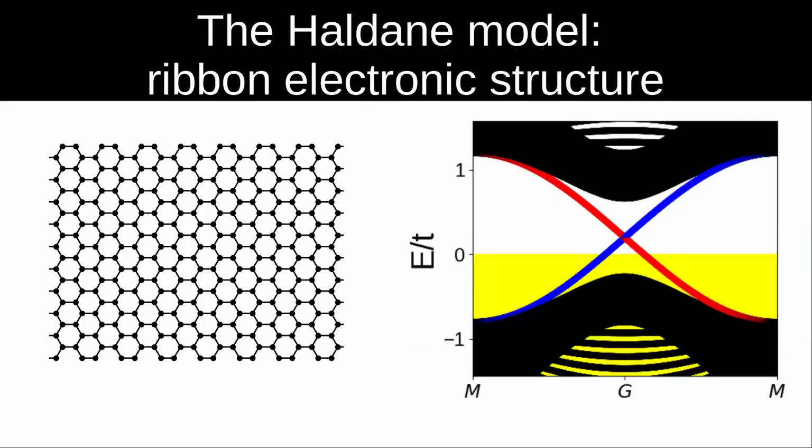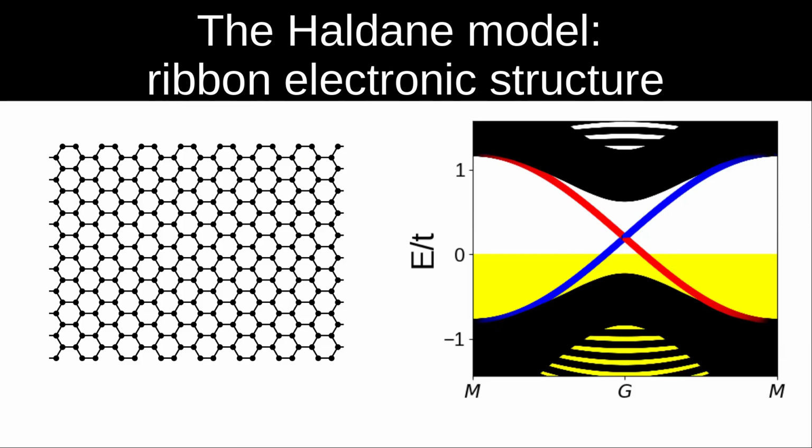If you look instead at a ribbon, what you actually get is, let's say, simultaneously in your band structure, the bulk states and the edge states. And in particular, you have one edge state that is on the top and propagates in one direction, and another edge state that is on the bottom and propagates in the other direction.